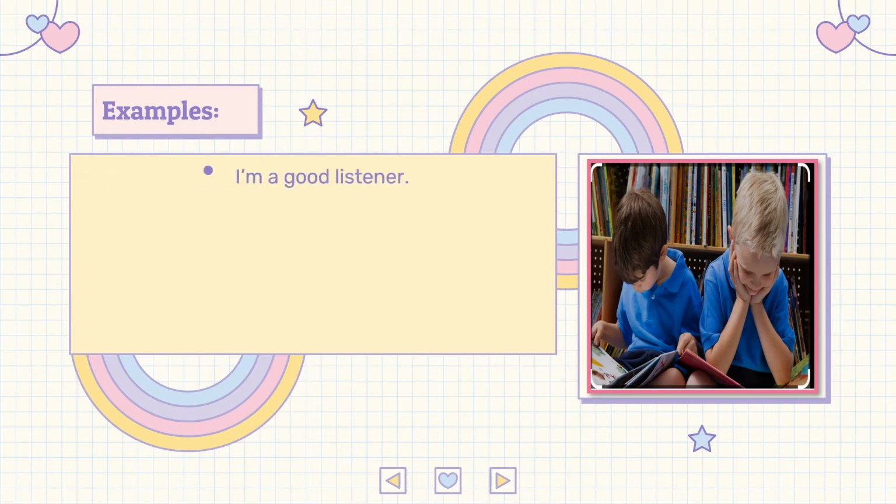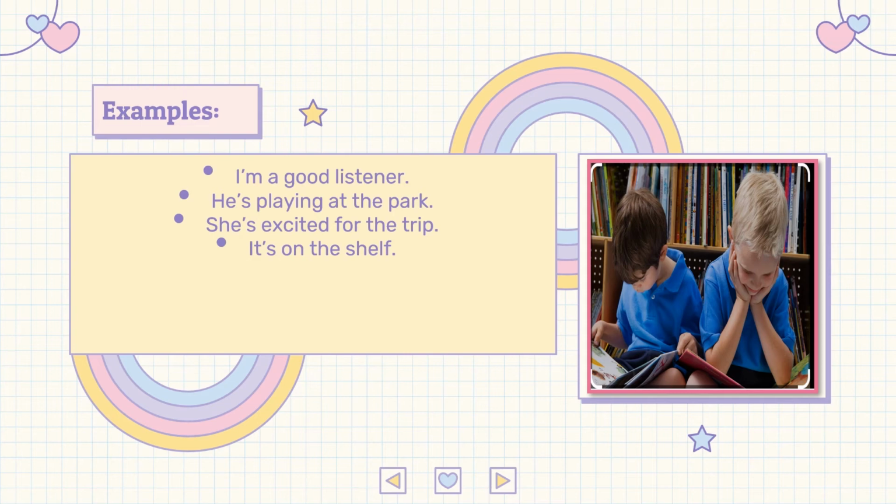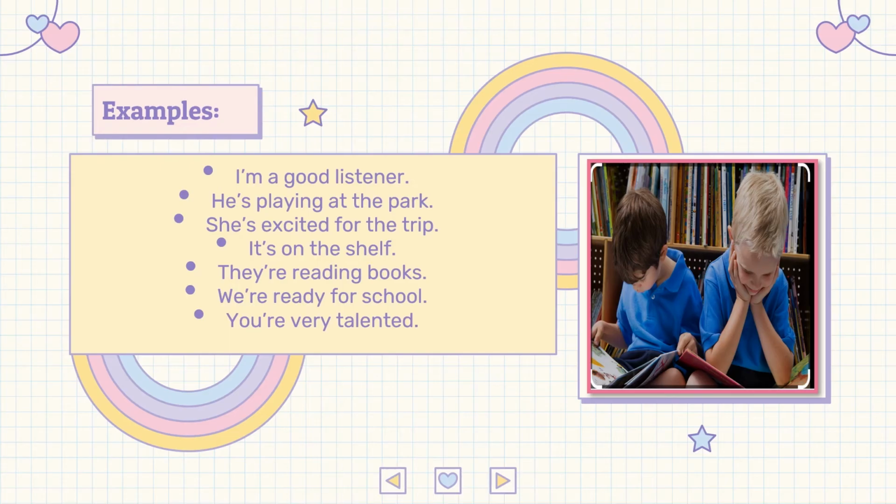Examples. I'm a good listener. He's playing at the park. She's excited for the trip. It's on the shelf. They're reading books. We're ready for school. You're very talented.